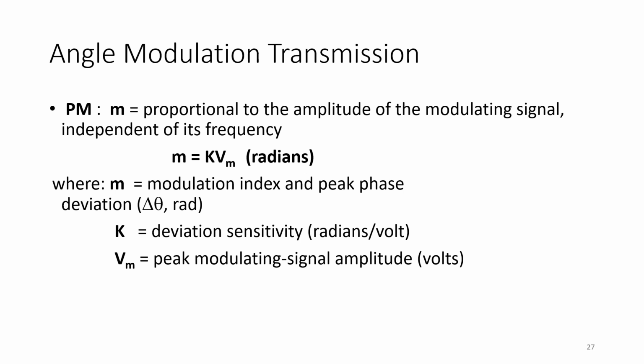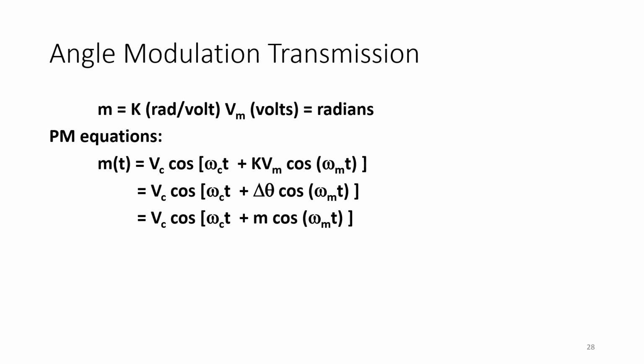So if you get the unit for that, k is in radians per volt times Vm in volts, so the volts will cancel. So the unit for the modulation index for PM is radians. In AM, the modulation index has no unit, but for PM, the unit is radians.